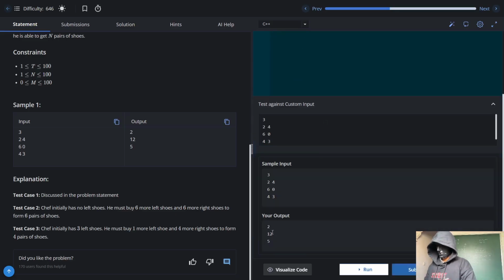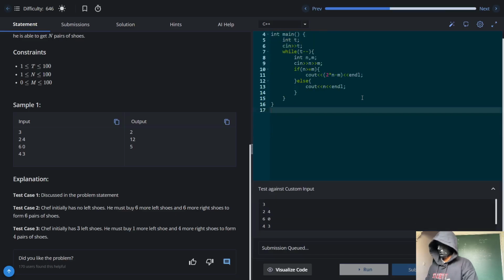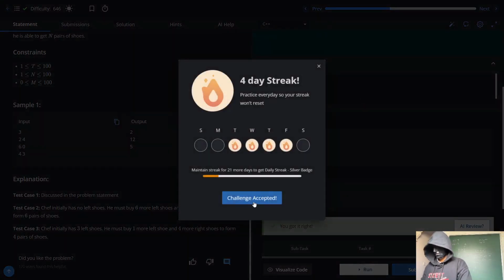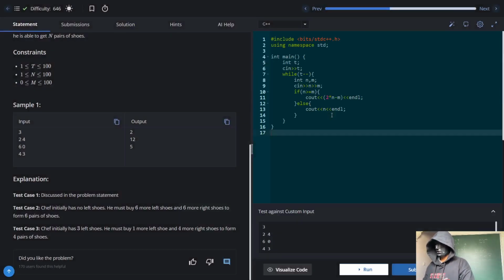Here we are getting the expected output. Let's try to submit the code. Here it got accepted, so it was essentially not that hard.